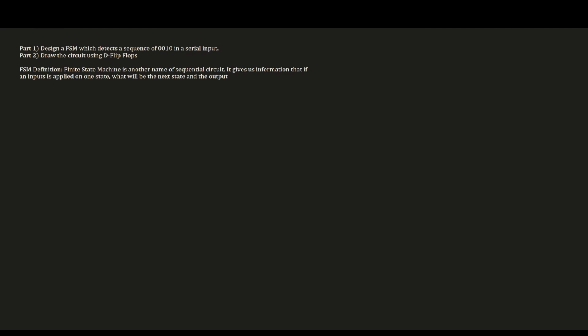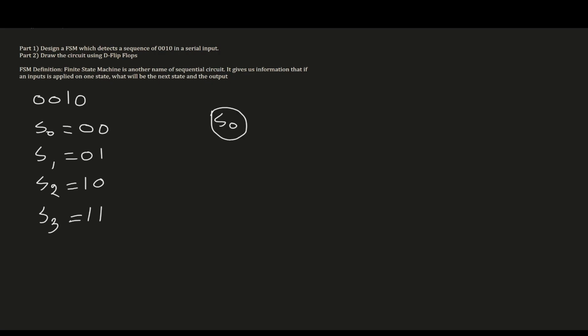So since we have to detect 0010, that means we need 4 states. So let's call the states S0, S1, S2, and S3. For S0 it will be 00, for S1 it will be 01, S2 it will be 10, and then S3 will be 11. So let's start. At S0, if we apply an input of 0, this takes us to the next state S1.